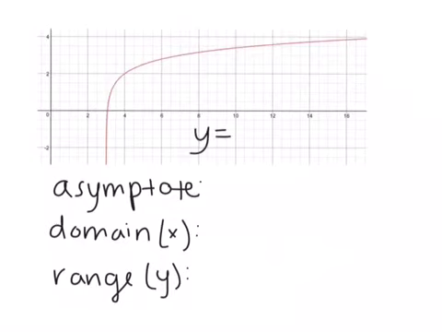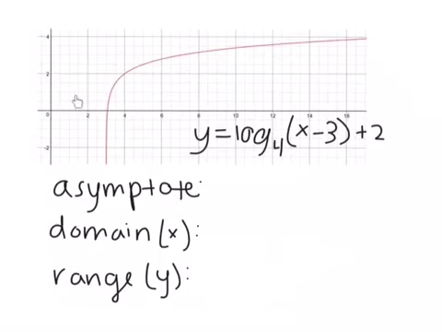Y equals log base 4 of x minus 3 plus 2. Okay, so this is the formula for this graph right here. So our asymptote has changed. Obviously, I told you it would in the last video. From being just the y-axis, it went over 1, 2, 3 units. So now instead of being x equals 0, our asymptote is going to be x equals 3.